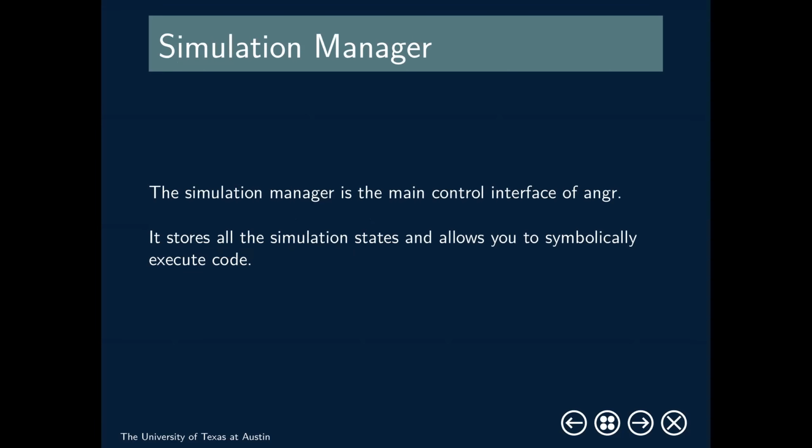So moving on from symbolic variables, we'll actually talk about the Angr interfaces themselves. So the first one is the simulation manager. This is essentially the main control interface to Angr. If you want to do analysis, you do it through a simulation manager. So the simulation manager stores all of these simulation states, and it is what you call if you wanted to do symbolic execution, you call functions on the simulation manager.